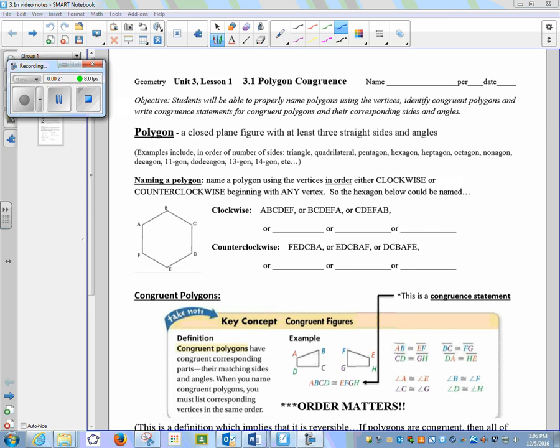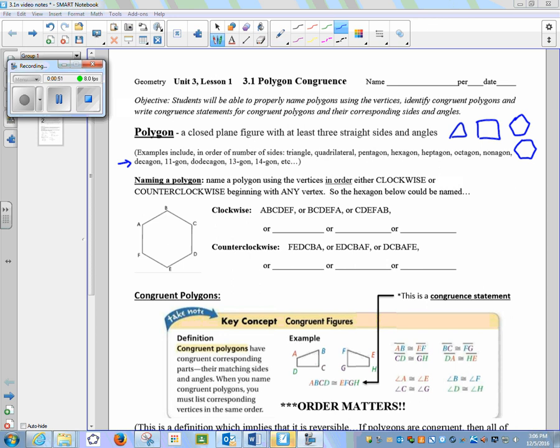So a polygon is a closed plane figure with at least 3 straight sides and angles. So you know what polygons are. You've got triangles, quadrilaterals, pentagons, hexagons, etc. Those are all polygons. They're all listed here, or some are listed here, I should say. Naming a polygon is actually a very important piece of this lesson.